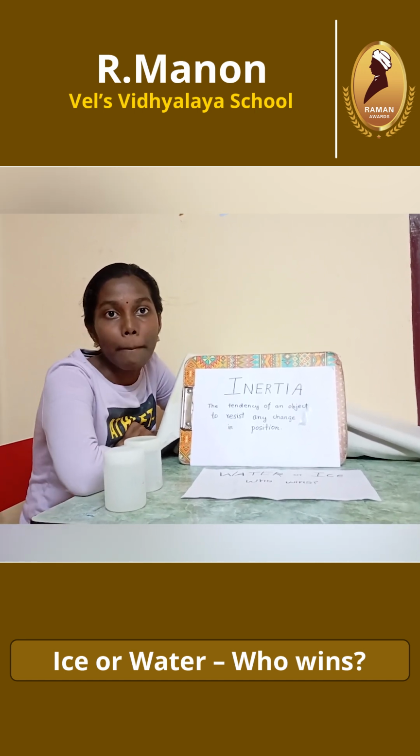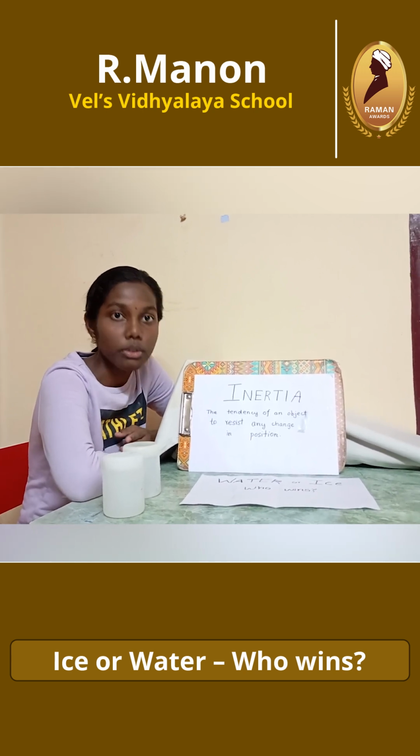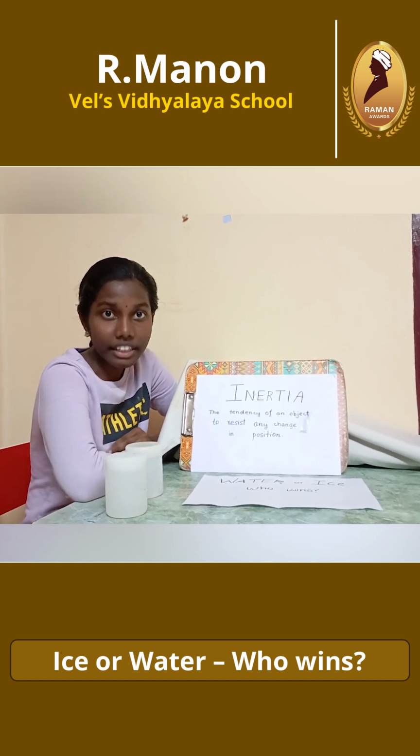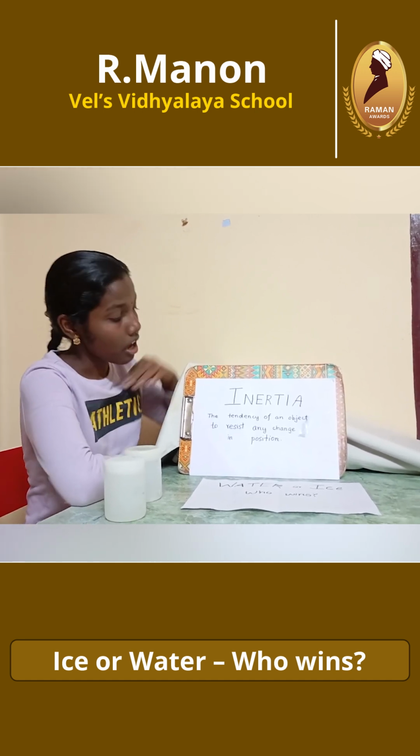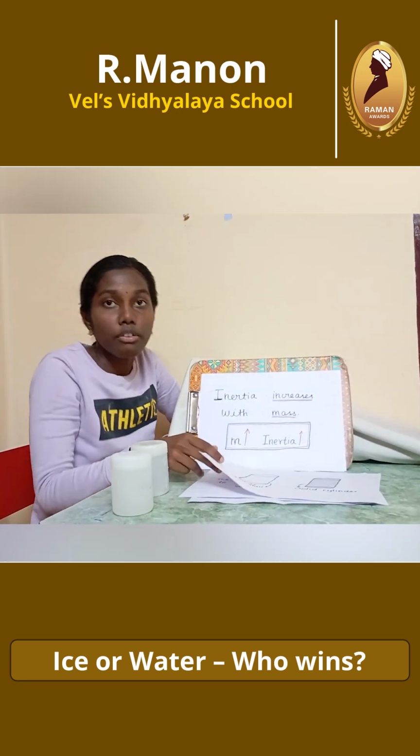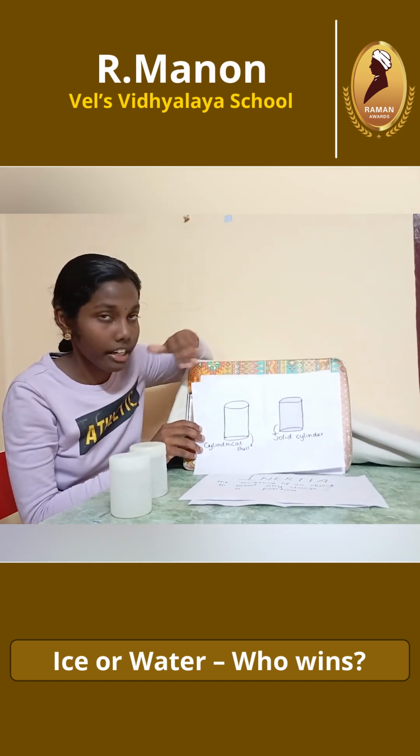This is inertia. Inertia is the tendency of an object to resist any change in position. In simple words, inertia is how difficult it is to get an object to move. Inertia of an object increases with mass of the object. Clearly, a solid cylinder has more mass than a cylindrical shell.